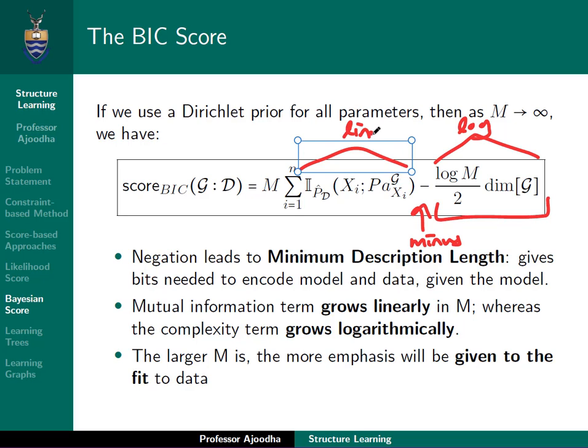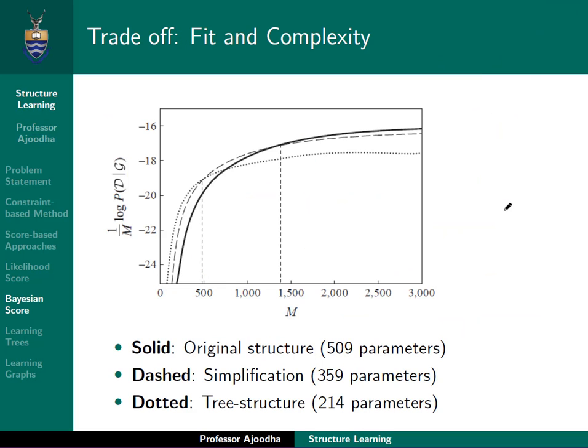Obviously, given that this is growing logarithmically, the more data you have, the more emphasis will be placed on the fit to data. Remember it's growing like this with the number of data samples. So this is your M. The more data you get, the more emphasis is placed on the likelihood, and the less is placed on the dimension. The likelihood continues to grow, and so on. All right, I hope that helps you.